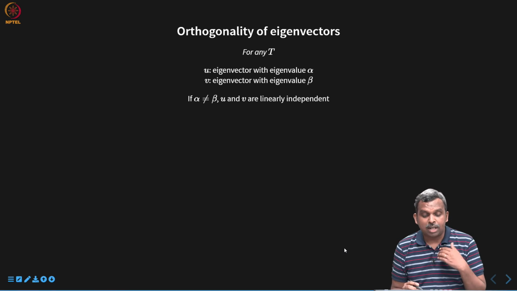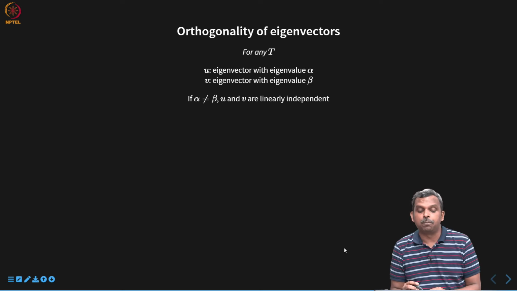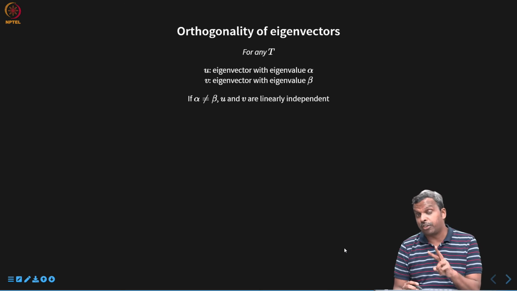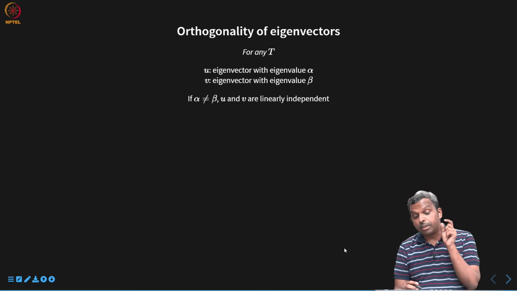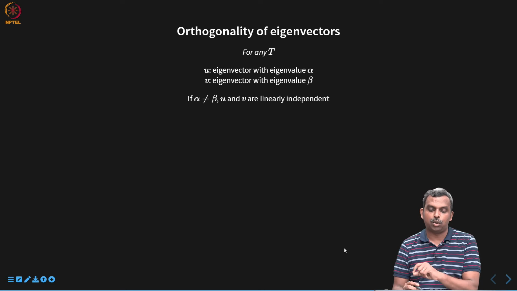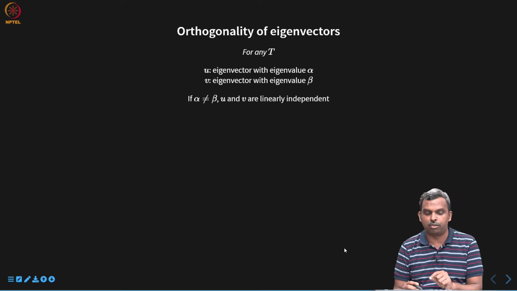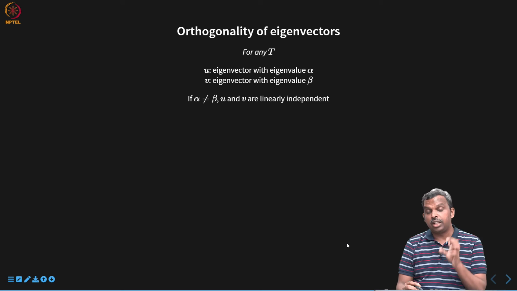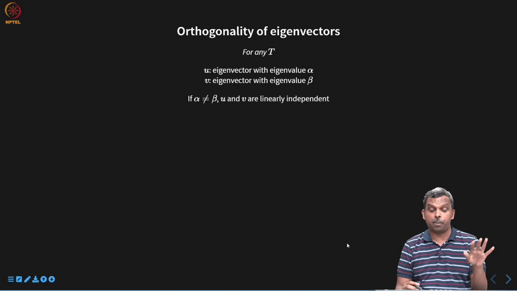So what have we seen for a general operator T? If you have two eigenvectors corresponding to two different eigenvalues, that's what's important. One is eigenvalue alpha, another is eigenvalue beta, and alpha and beta are not the same, alpha not equal to beta. Supposing that is the situation, we know already that u and v are linearly independent. Alpha not equal to beta means u and v are linearly independent. That we know for an arbitrary operator T.